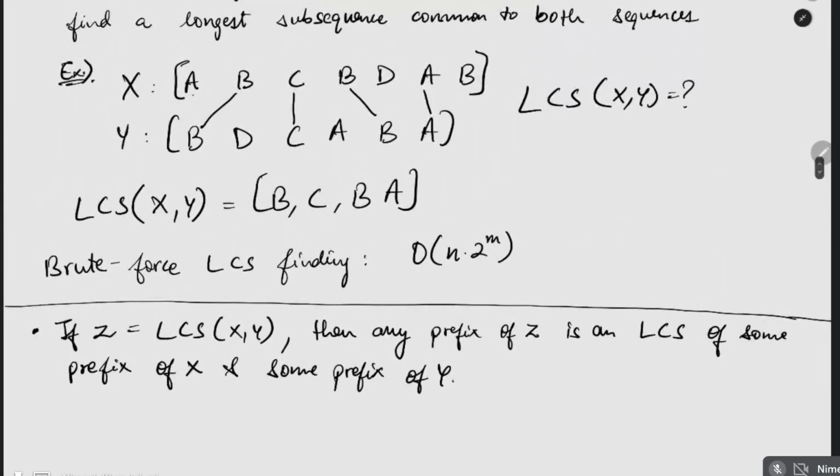What this means from our example above is that if this is our longest common subsequence, then a prefix of this, let's say the prefix is BC, is now the longest common subsequence for a prefix of x and y, right? So this is the longest common subsequence for this prefix of x and y. Or we can even say that this is the prefix for the longest common subsequence.